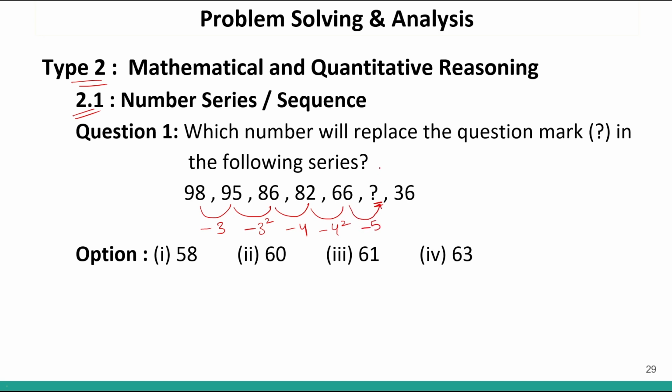So if I'm minus 5, I'll get 61. And we'll check with the next term. So next term we have to subtract square of 5, which is 25. So 61 minus 25, this will give me 36, which follows logically with this number. So 61 will be the correct answer, which is option number 3. So option number 3 will be the correct answer to this question.